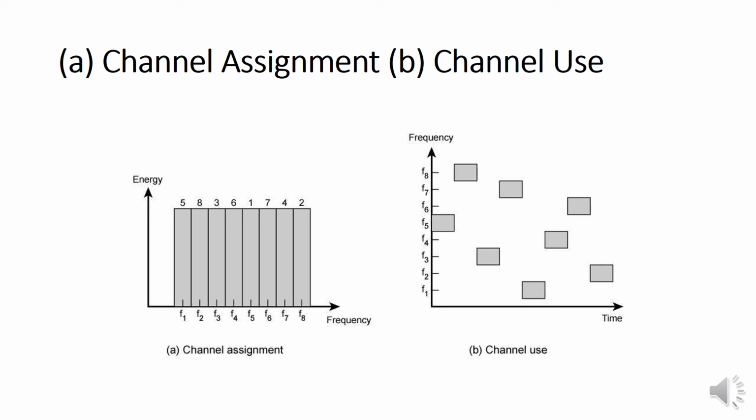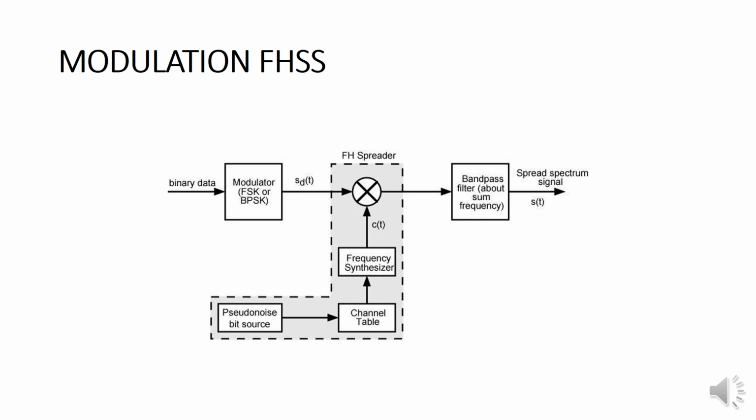The resulting FSK signal is translated in frequency by an amount determined by the output sequence from the PN generator, which is used to select a frequency that is synthesized by a frequency synthesizer. The frequency is mixed with the output of the modulator and the resultant frequency translated signal is transmitted over the channel. For example, m bits from the PN generator may be used to specify 2 power m minus 1 possible frequency translations. So for the modulation process of FHSS, these are the blocks.